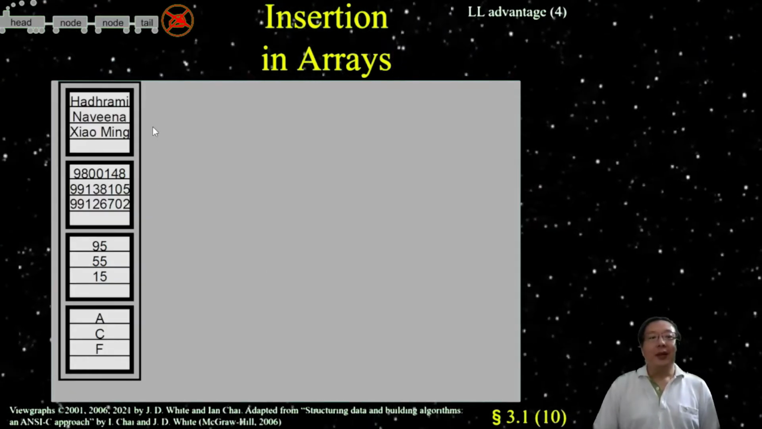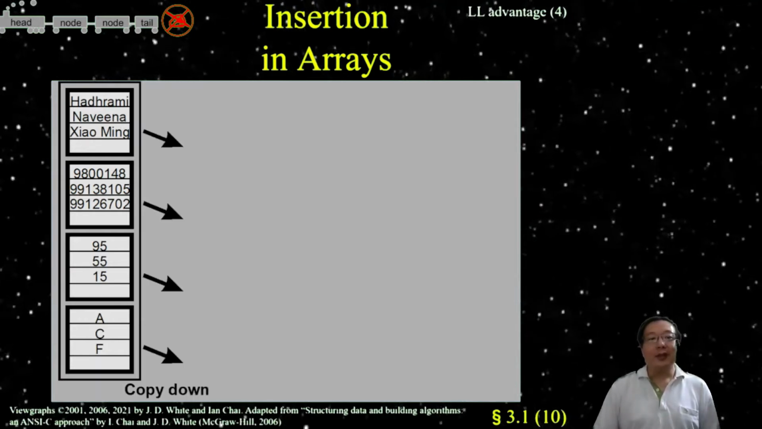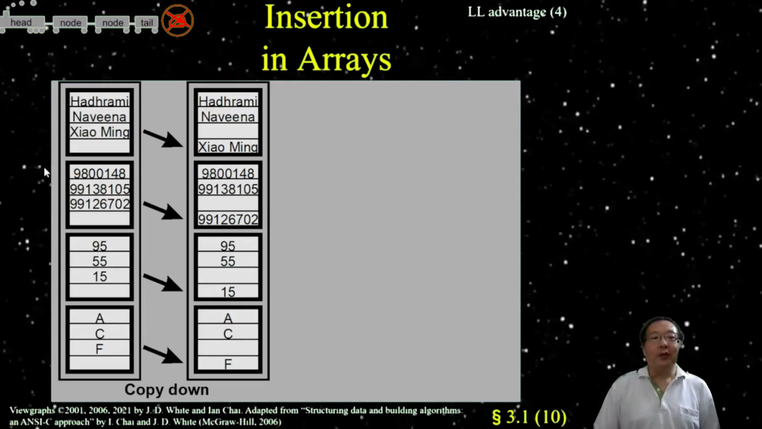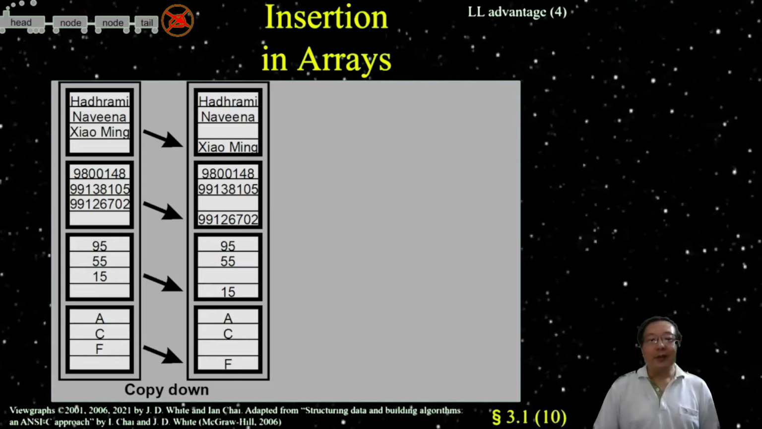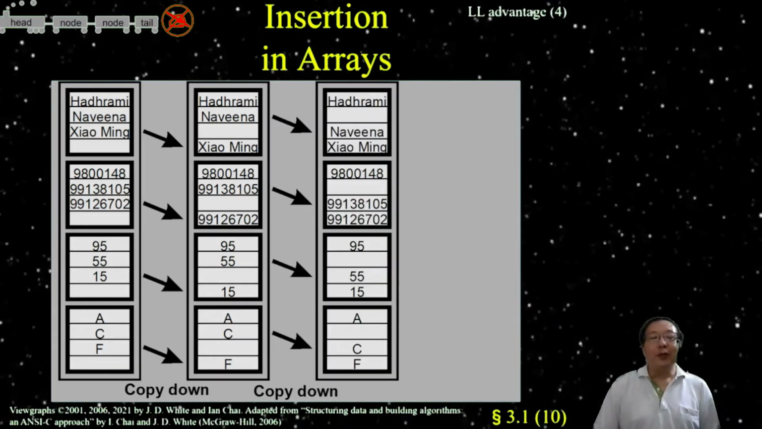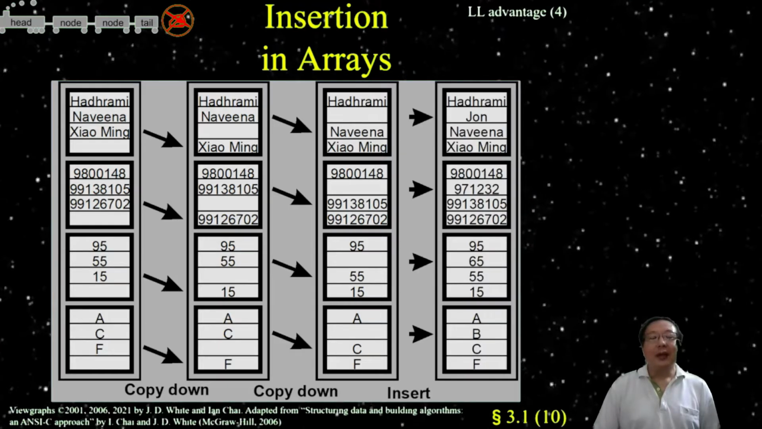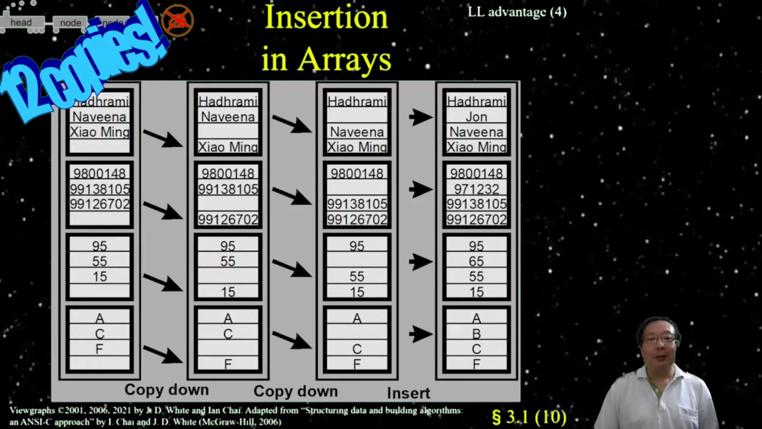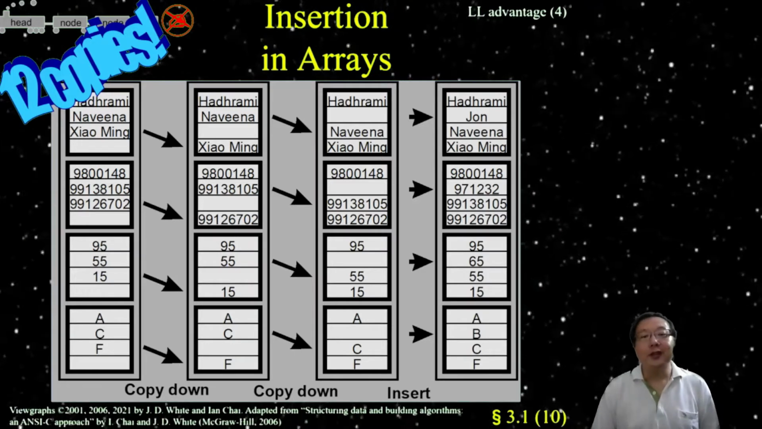Insertion in an array. Let's say now we need to insert. That means we need to move Xiaoming down. Then we have to move Navina down. And now only can we put John in. Which means I've got 12 copies just to put John into the second spot.